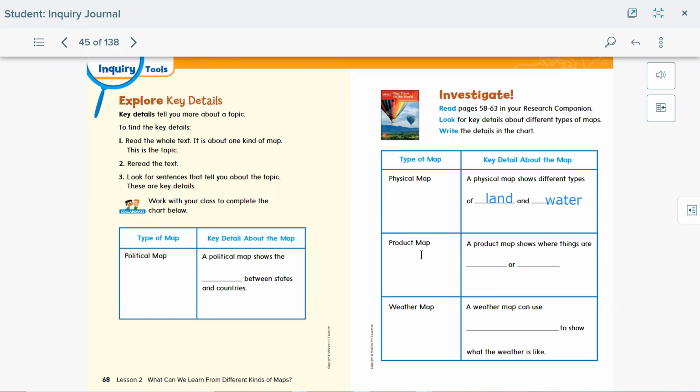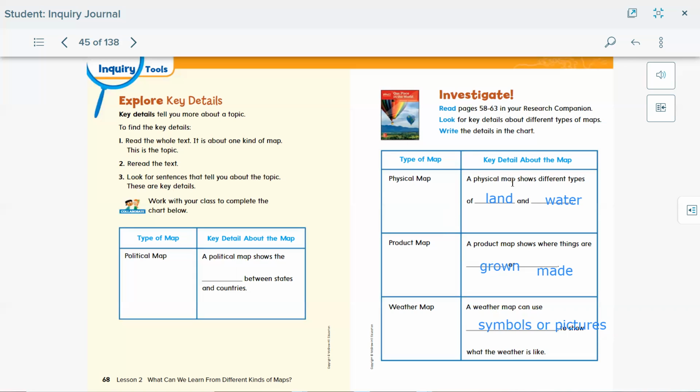Okay, product map. A product map shows where things are grown or made. All right. And then what's the weather map? A weather map can use blank to show what the weather is like. So we know that it shows symbols or pictures to let us understand that this part of the state is sunshine, or we get more rain or clouds. So we can write here, let's use symbols or pictures.